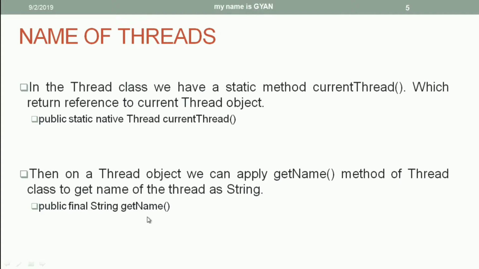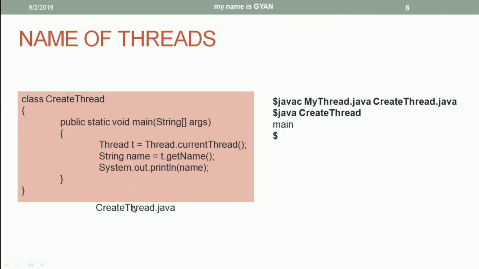Let's use these 2 methods to get the name of the thread. This is a simple program. The program name is createThread.java, which has a class createThread. In the class createThread, we have the method main, and in main we are calling the currentThread method of the class Thread, which returns the reference of an object of type Thread corresponding to the thread main, and that reference will be stored in the reference variable t of type Thread. Then on t, which stores the reference of the current thread object corresponding to the thread main, we are calling the method getName, t.getName.